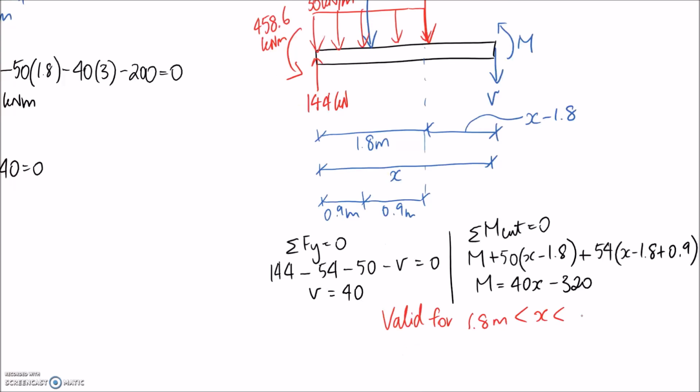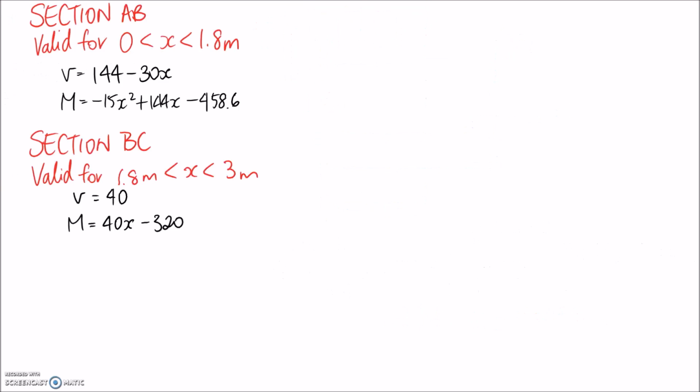Cool. Okay, so the last step is just to now draw the shear force and bending moment diagrams from these equations. So I've summarized what we've found so far, which is for section AB, which is between x's 0 and 1.8, we get these equations. For section BC, which is between 1.8 and 3 meters, we get these two equations.